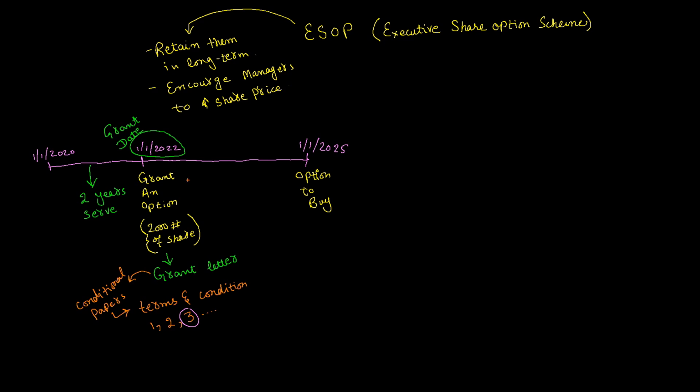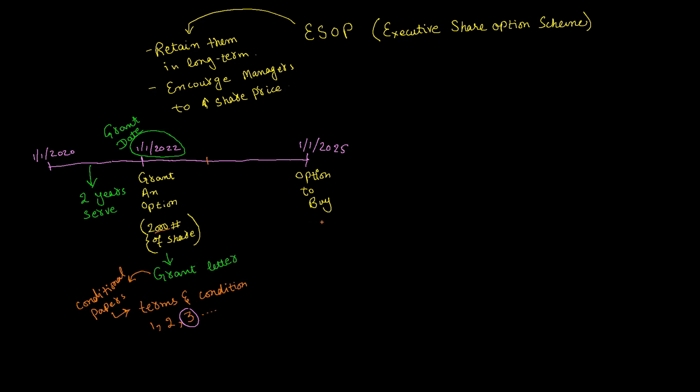Now let's say the employee leaves the company after the grant date at some point, then he will not have any option to buy these shares because it was a conditional paper with some terms and conditions. So in order to buy these options, he must serve for 3 more years according to the terms and conditions. Only then can he purchase that number of shares.